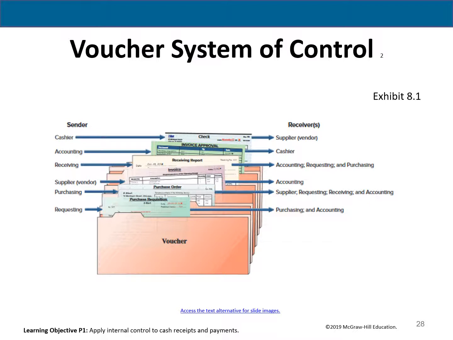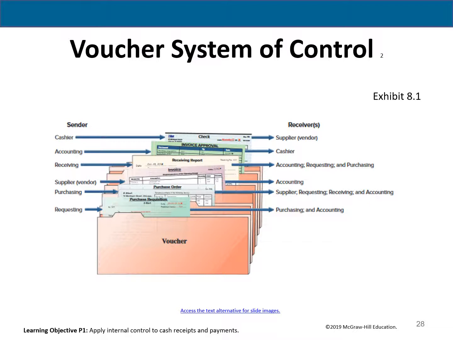At that point, we put that invoice package together and we have somebody approve it to pay. Not the cashier, but somebody else will approve that to be paid, and then it's entered into the system as a liability. From there, the cashier will write a check.